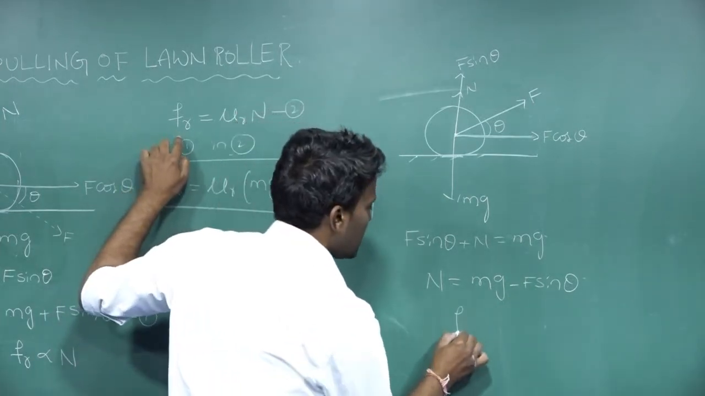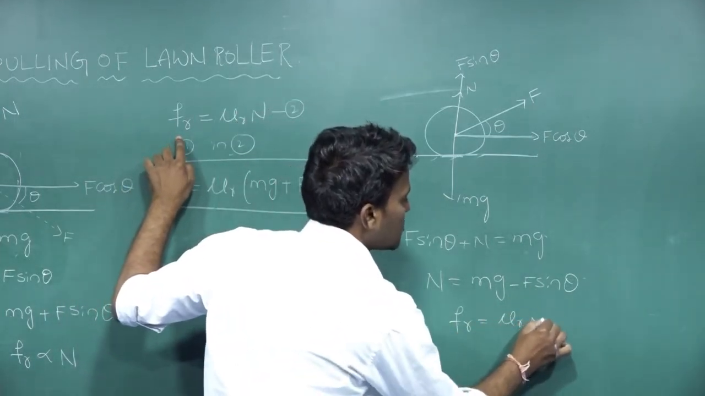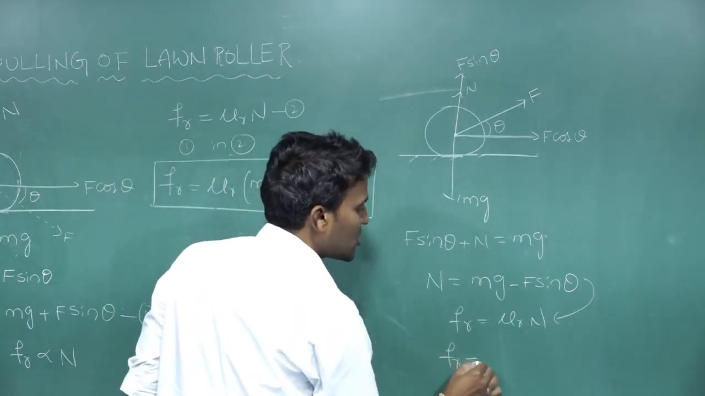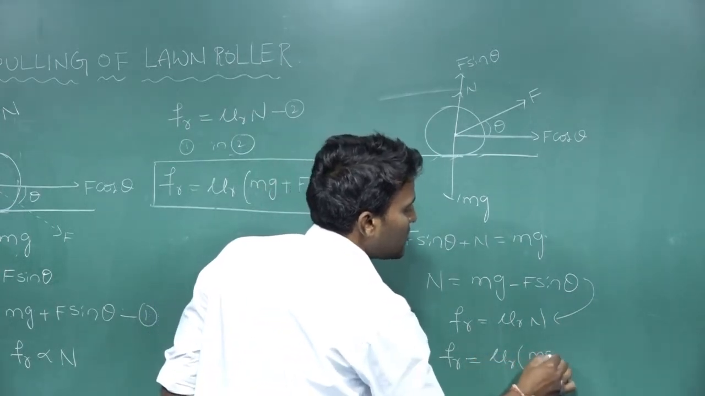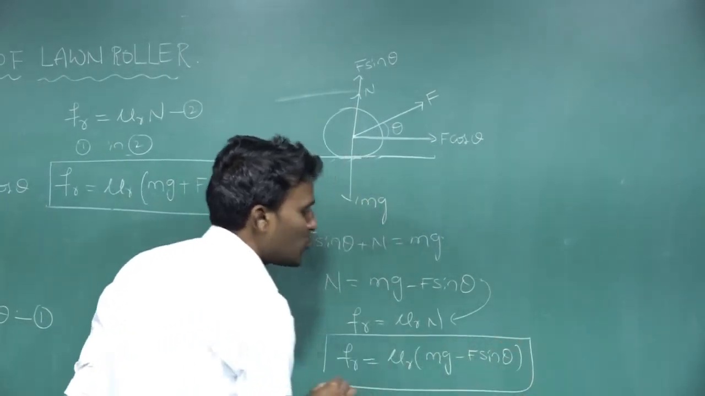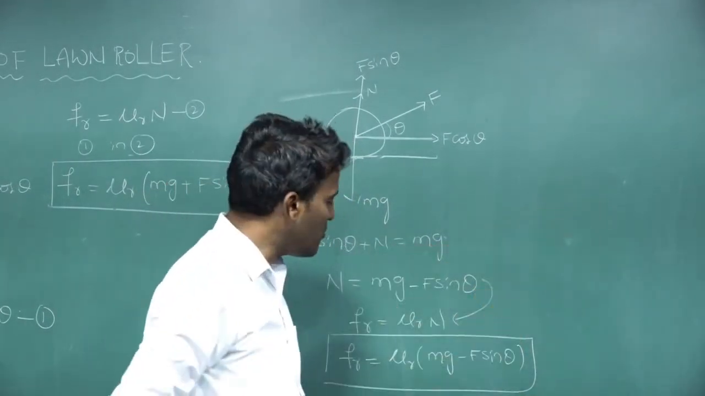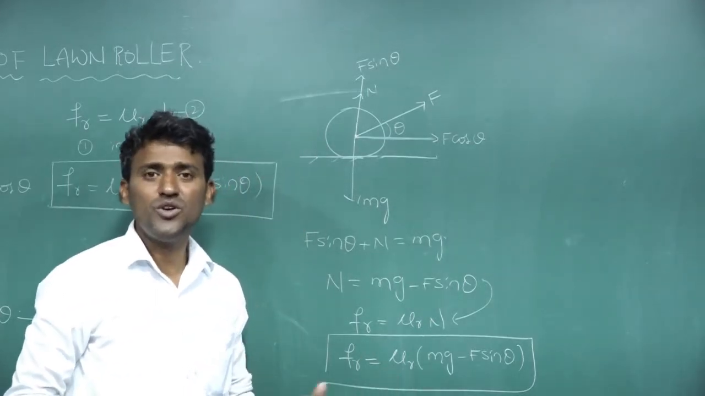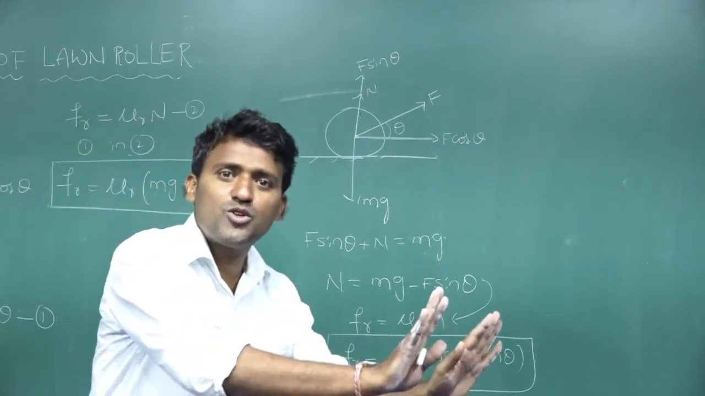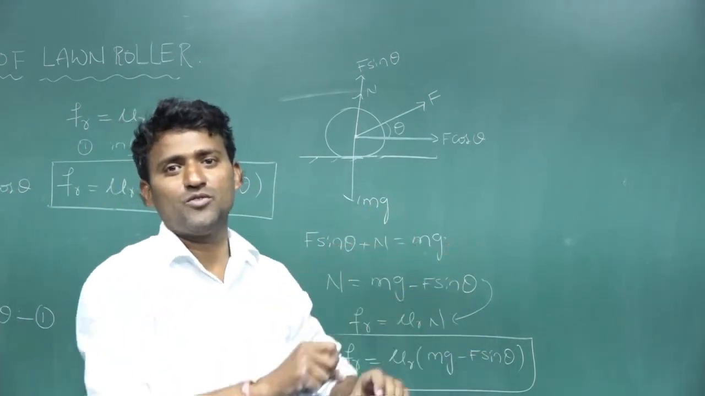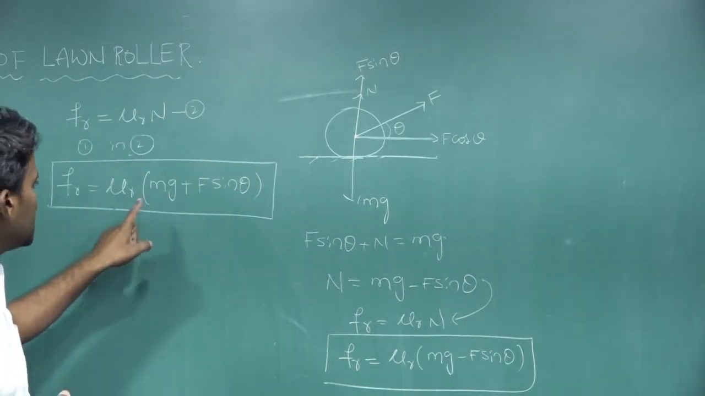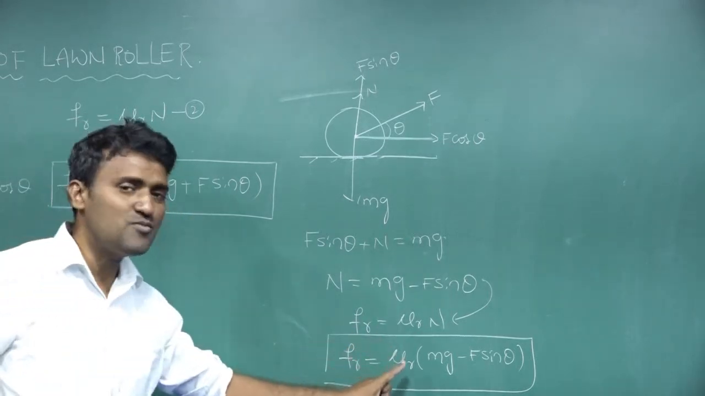Now you know the formula, Fr is equal to mu r into N. Now substitute the N value here. The opposing frictional force is equal to mu r into (mg minus F sin theta). This is the opposing frictional force when you are pulling the land roller. Now I want to ask which one is easier, to push the land roller or to pull it? Here you have to compare the opposing forces: this is the pushing opposing force and this is the pulling opposing force.